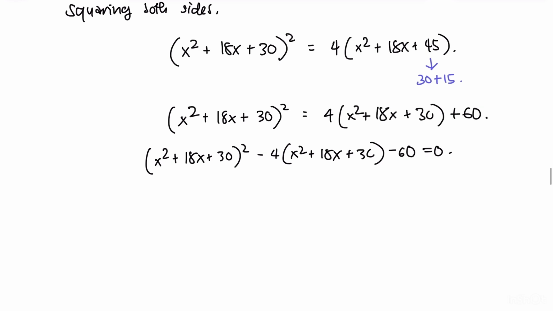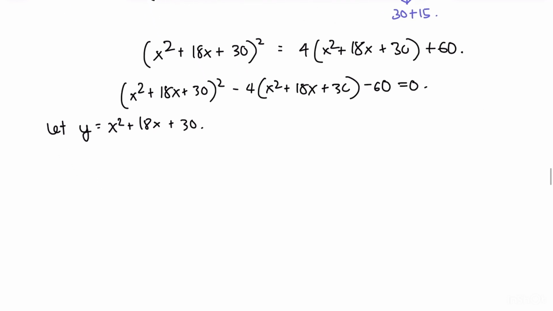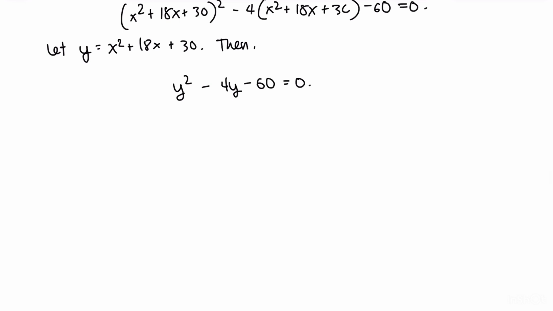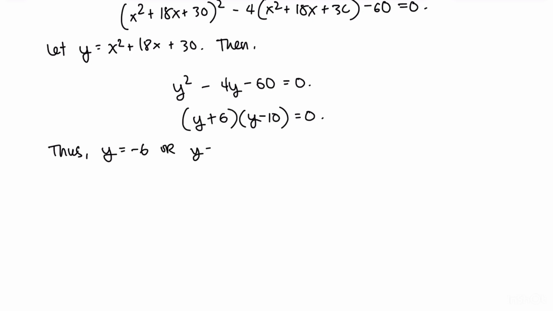And now I'm gonna let y be equal to x squared plus 18x plus 30. So then the equation becomes y squared minus 4y minus 60 equals 0. Now I can factor this, so this becomes y plus 6 and y minus 10 equals 0. So thus y equals negative 6 or y equals 10.